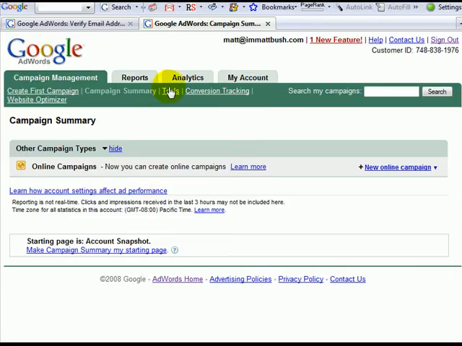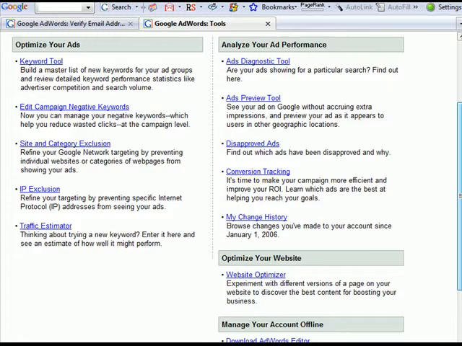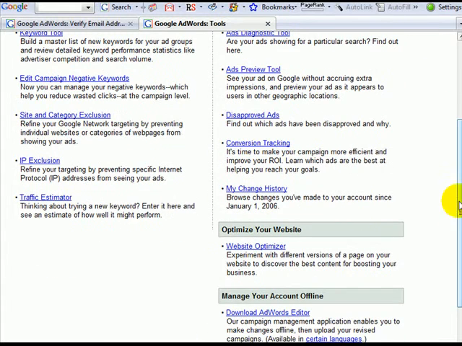We also have tools here that we can use. Keyword tool that we're going to talk about, how to add negative keywords, IP exclusion, all kinds of different things. Traffic estimator to see how much traffic a keyword is going to get. Also, some things we're going to be talking about: the importance of your ad and the ad performance, and just kind of how they determine that, and that's going to help with that as well. Even some help with optimizing a website.